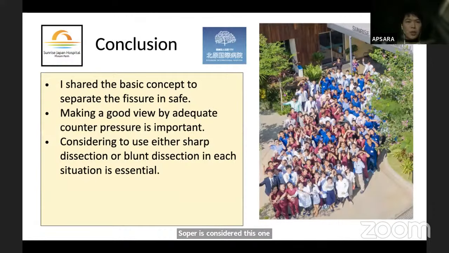So in conclusion, I shared some basic concepts to separate the fissure in Japan. Making a good view is very important, and consider using either sharp dissection or blunt dissection with moderate counter pressure.